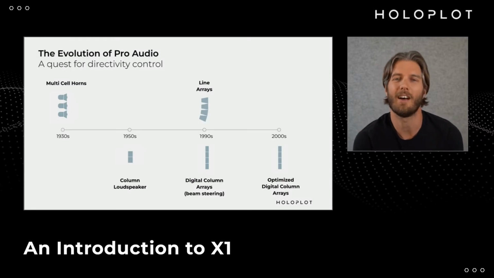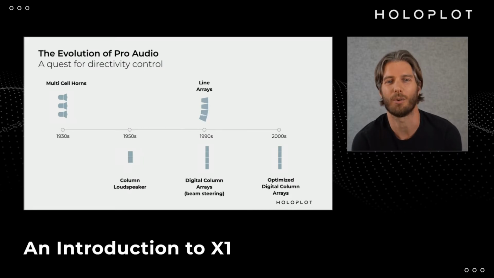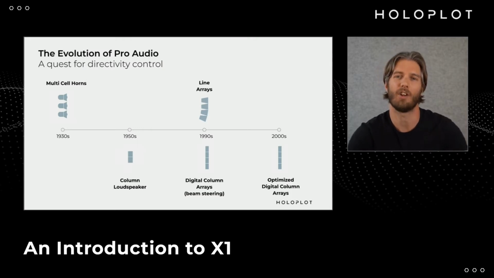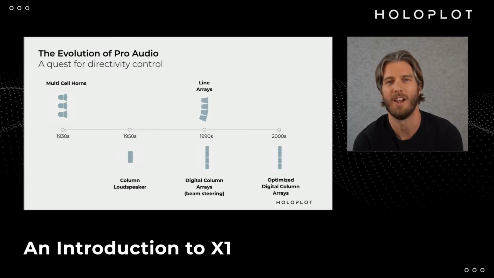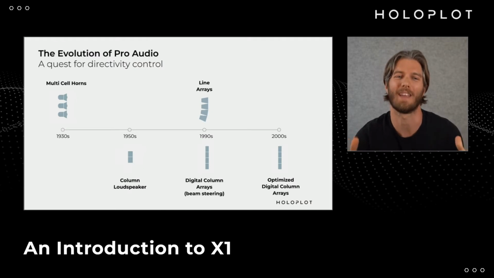So we're looking at the evolution of pro audio. And that's a quest for directivity control. So what's driven this quest really? Well, over the years, you want to kind of cover large areas, whether that be large festival sites or multi-tier auditoriums, and the ability to control the sound within those venues. And then this improved control of the radiation pattern of the speaker, so to improve intelligibility and reduce unwanted reflections. It's not about having the loudest system, it's about how you control the energy.